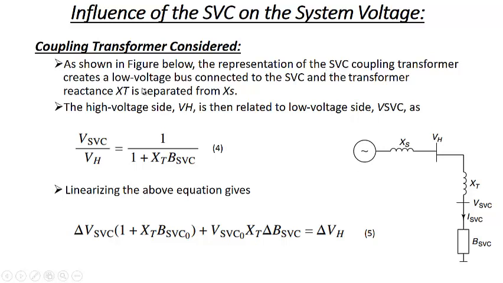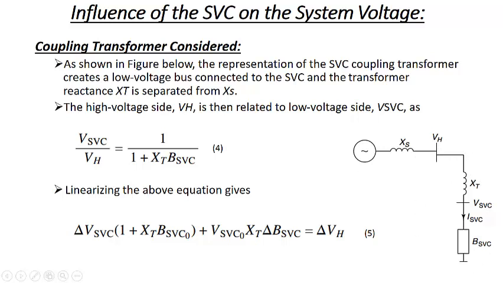In the earlier class we did the same thing, but we did not consider the coupling transformer. Here we are taking the transformer into consideration as well. We are representing the transformer by a leakage reactance XT, and when we connect the high voltage bus and SVC bus through the transformer, we can represent it by a simple leakage reactance. The high voltage side VH is then related to the low voltage side VSVC as follows. You can see this from this point, this is VH and SVC.